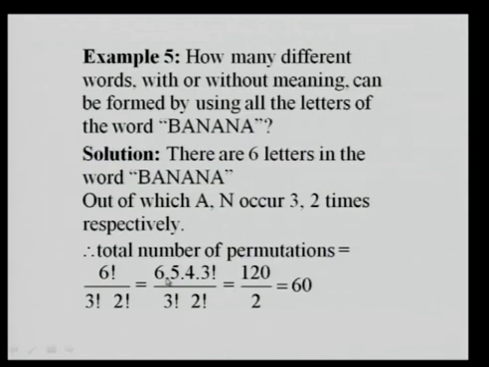factorial 6 can be written as 6 into 5 into 4 into factorial 3. Factorial 3 cancels with factorial 3, factorial 2 is 2, and after simplification we get 60.